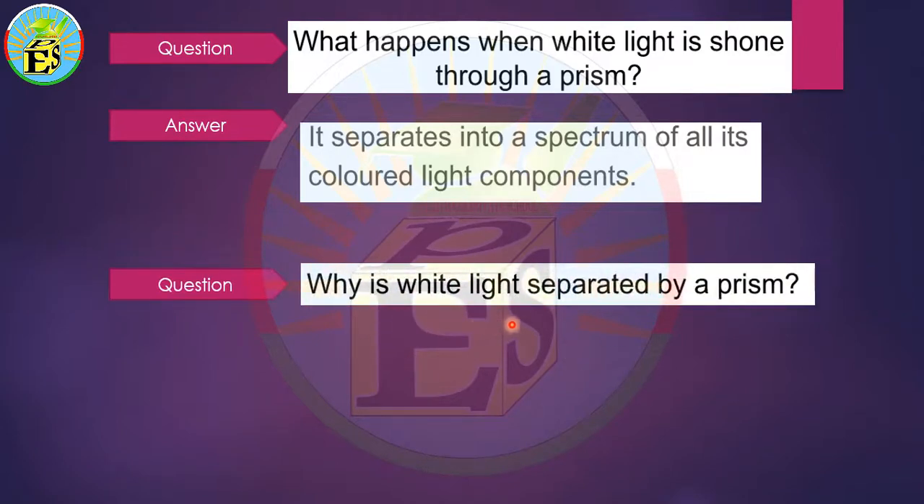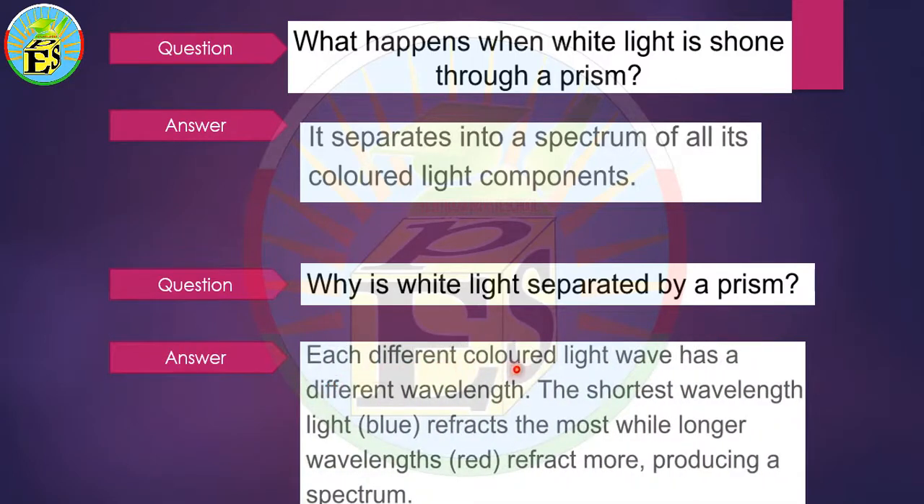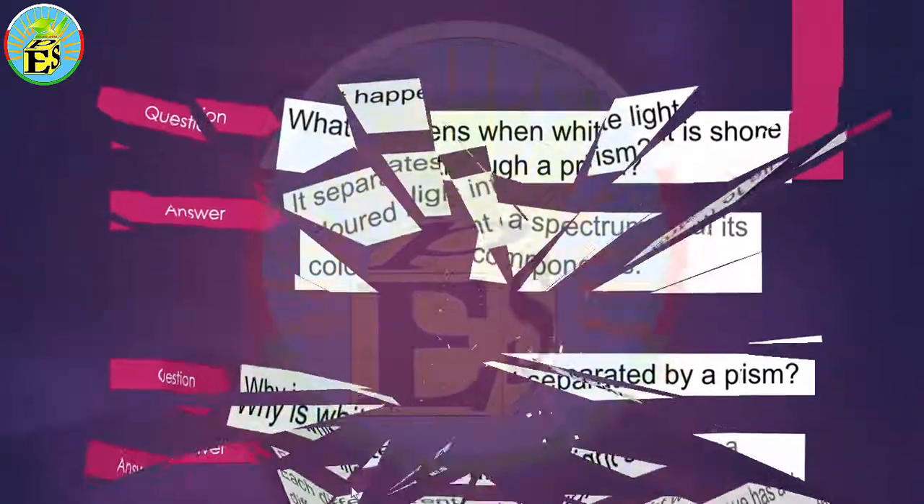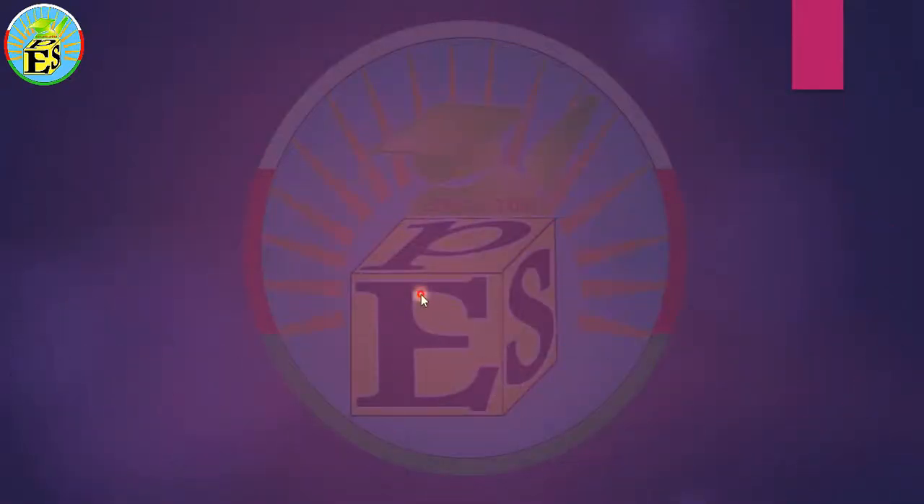Why is white light separated by a prism? Because each differently colored light wave has a different wavelength. The shorter the wavelength, the more it refracts, like blue, while longer wavelengths like red refract less, producing a spectrum. This spectrum is like a rainbow.